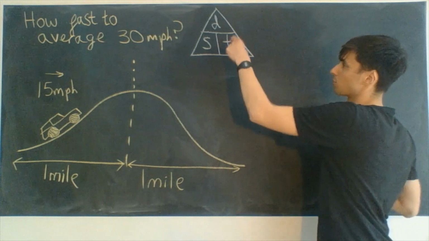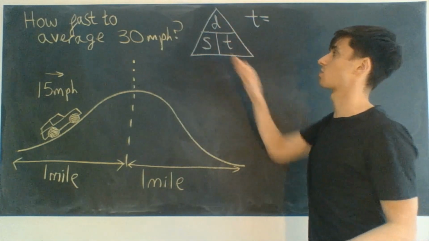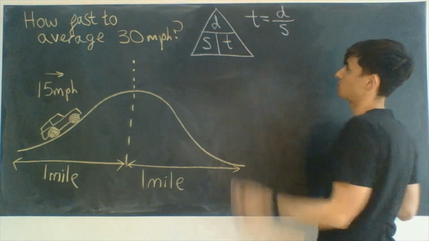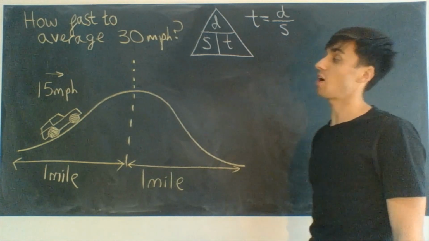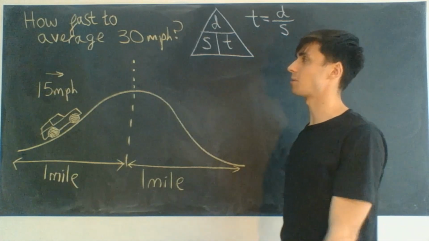So coming from our formula triangle, we get time is distance divided by speed. So distance over speed. This is going to be the most important equation for us in this problem. Let's think about how to use it then.